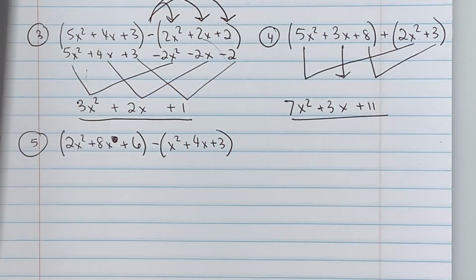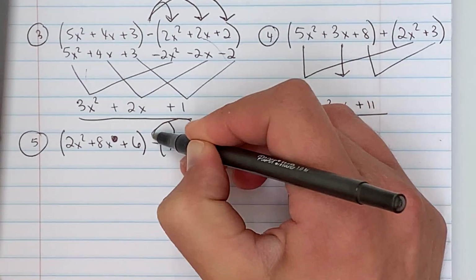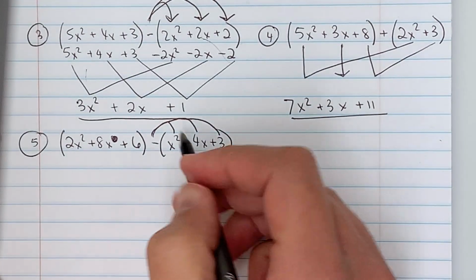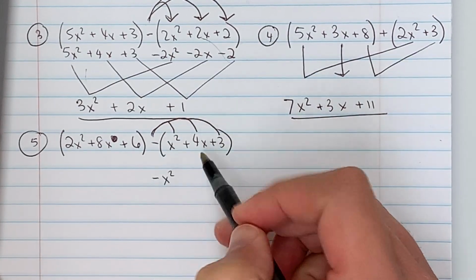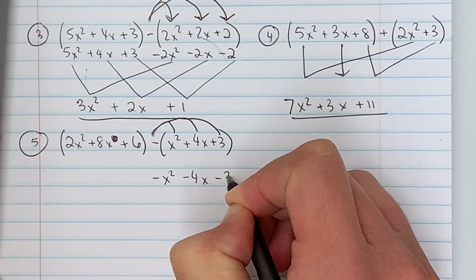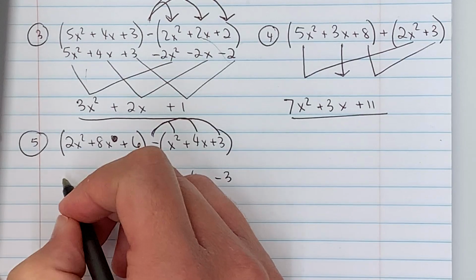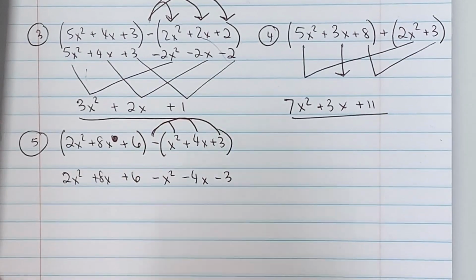All right, let's see if you got that one right. So first thing we've got to do in this one, since we have a negative, is to distribute that negative to every single thing inside of that parentheses. So negative times x squared is going to give me negative x squared. Negative times 4x is a negative 4x. Negative times 3 is a negative 3. Bring everything down over here. 2x squared plus 8x plus 6.